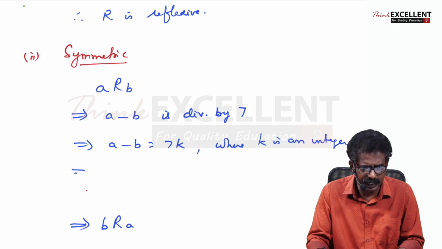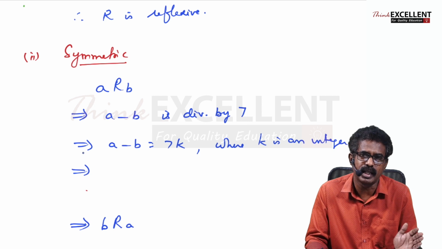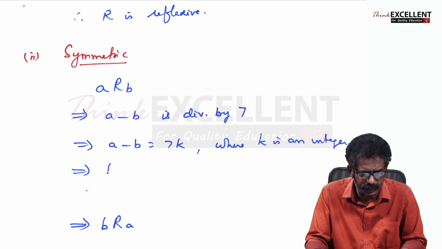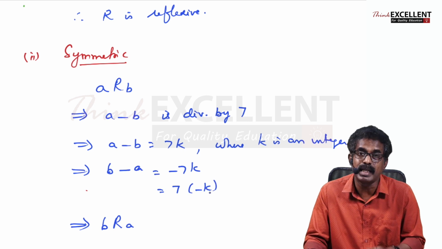I am changing the sign throughout. Multiply both the sides by minus 1, so that minus B becomes plus B, and A becomes minus A. So B minus A is equal to minus 7k, which can be written as 7 into minus k. Minus k is an integer.